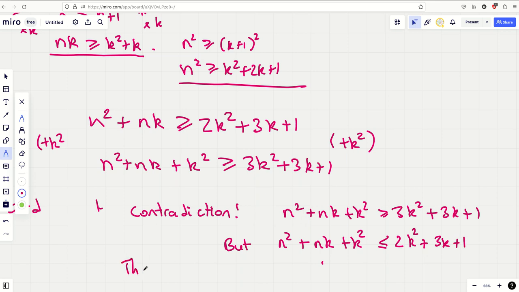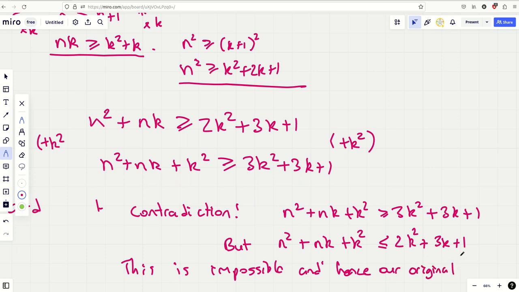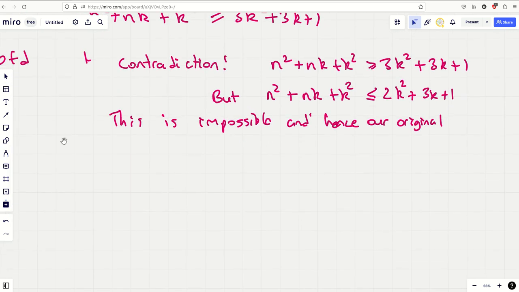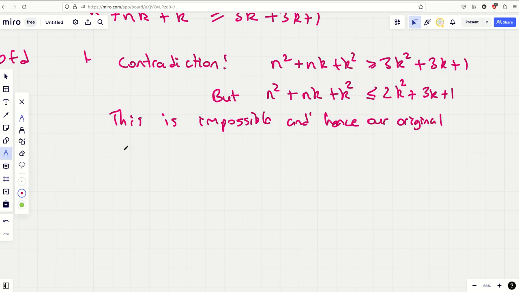This is impossible, and hence our original assumption is false. So it's a proof by contradiction, essentially. Please do point out in the comments if you think that I've misread their solution, or you think I'm wrong. I'm very happy to discuss this. Perhaps I am wrong.